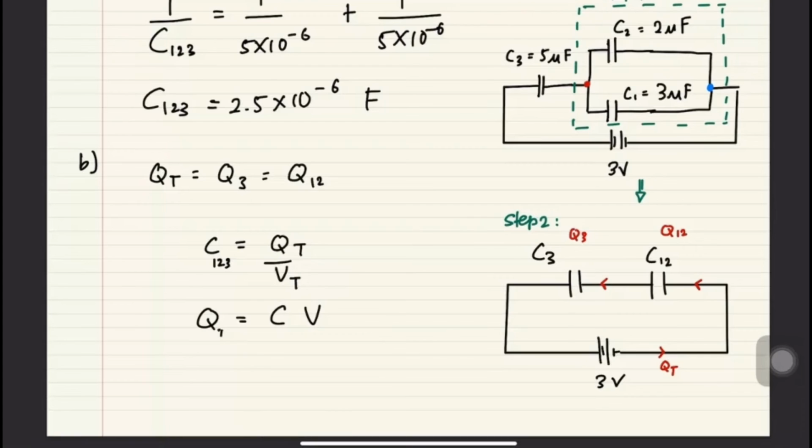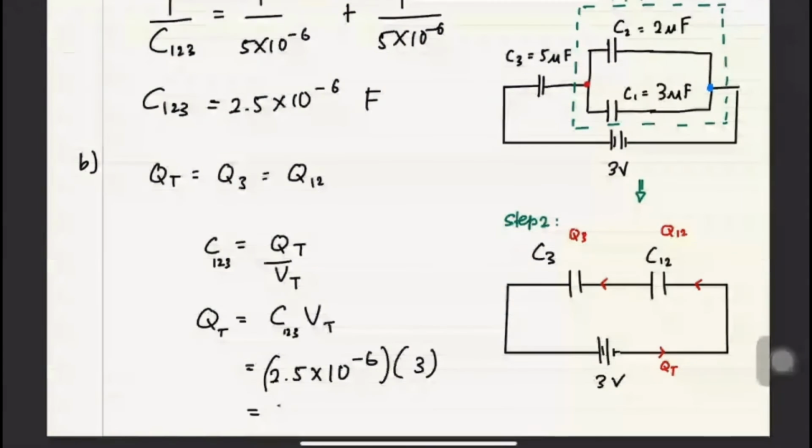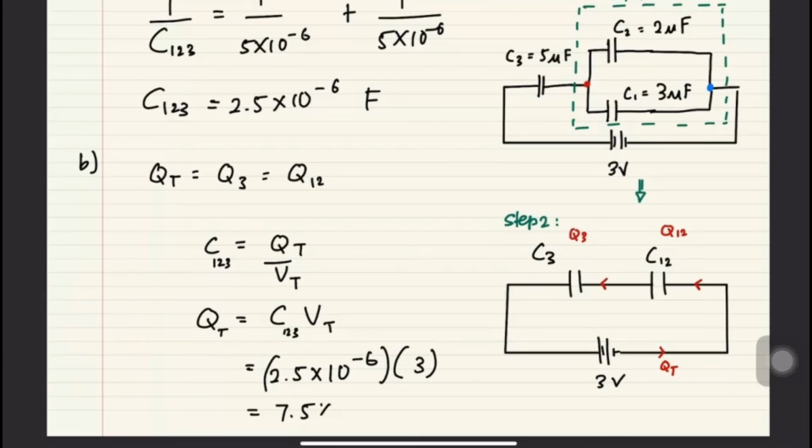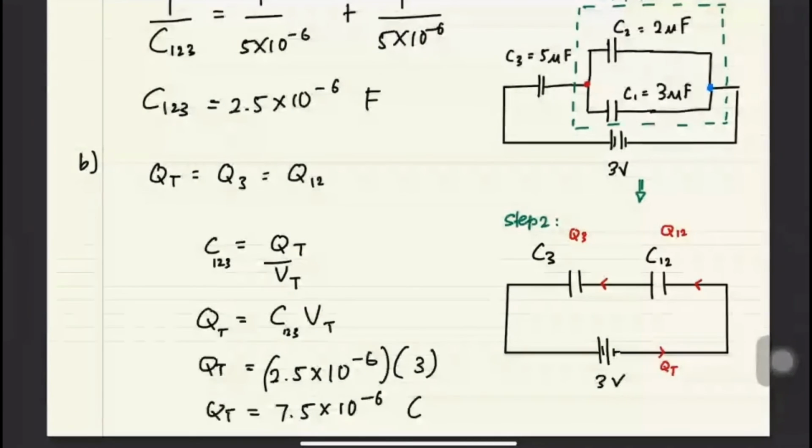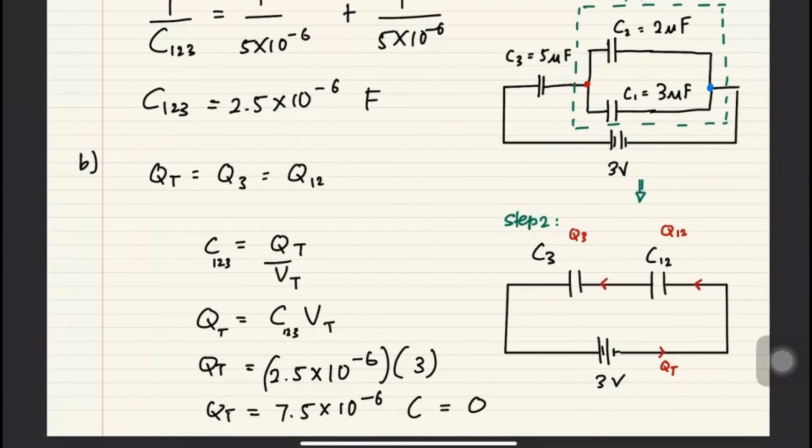So Q total sama dengan C123 V total. So 2.5 times 10 negative 6. Voltage dia adalah 3. 7.5 times 10 negative 6. Unit dia adalah coulomb. Ini adalah total charge, which is equivalent to Q3. Selesai satu.